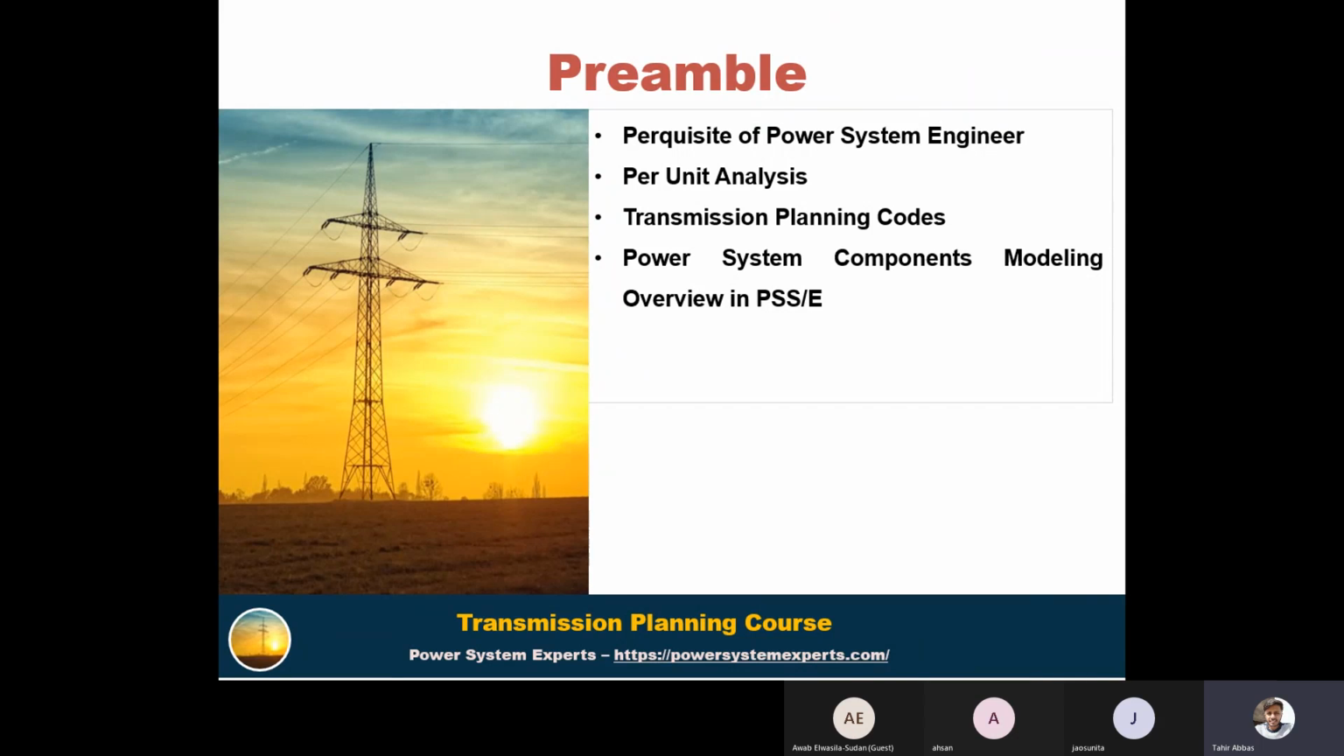Power system engineer. So, what are the requirements for a good power system engineer? And next is the per unit analysis and the transmission planning codes, and then the power system components modeling overview in PSSE. We will discuss the different components modeling in PSSE in detail.